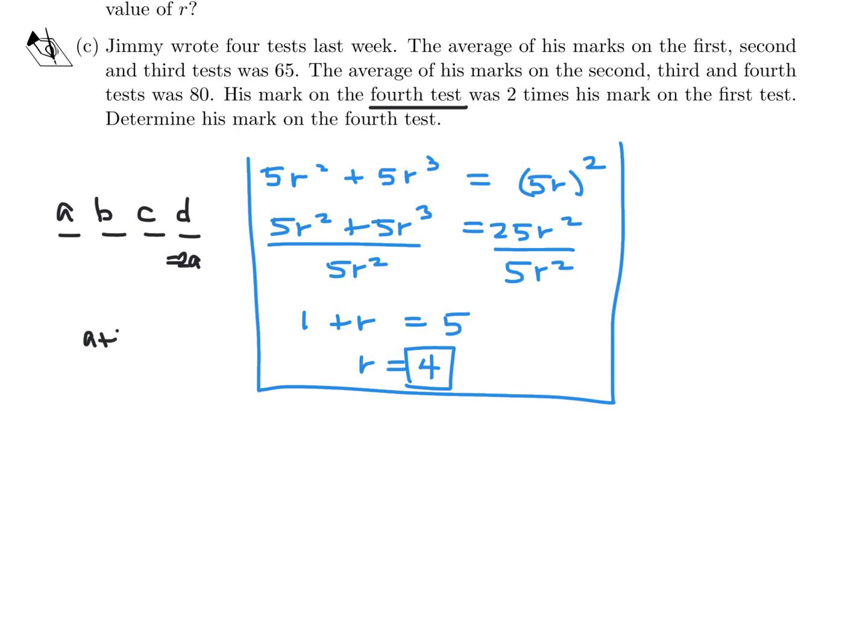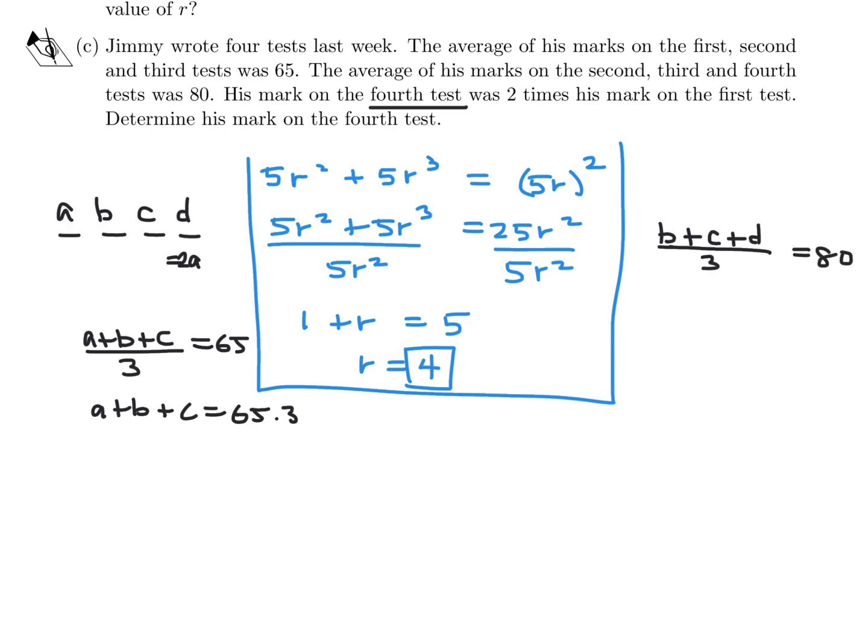So A plus B plus C divided by 3 is 65. So that means A plus B plus C would be 65 times 3. And then the other sentence, which is the average of his second, third, and fourth, is 80. So B plus C plus D divided by 3 is 80. So that means B plus C plus D would be 80 times 3.